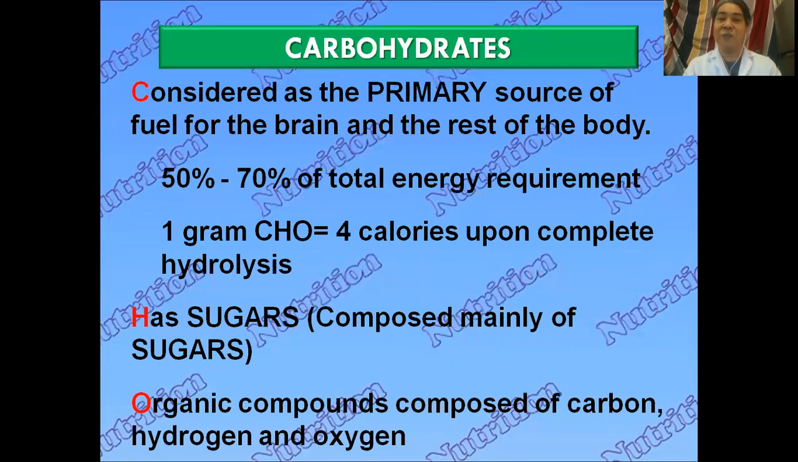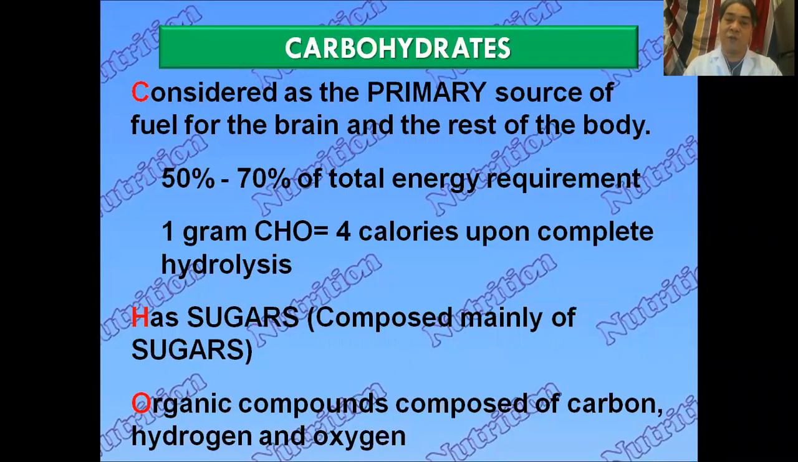Carbohydrates are considered the primary source of fuel for the brain and the rest of the body. 50% to 70% of the total energy required by the body comes from carbohydrates. 1 gram of carbohydrate is equal to 4 calories upon complete hydrolysis. For example, I have here a lemon square, and this lemon square has 30 grams. So 30 times 4 is equal to 120. And you know that this lemon square is the same as your half cup of rice.